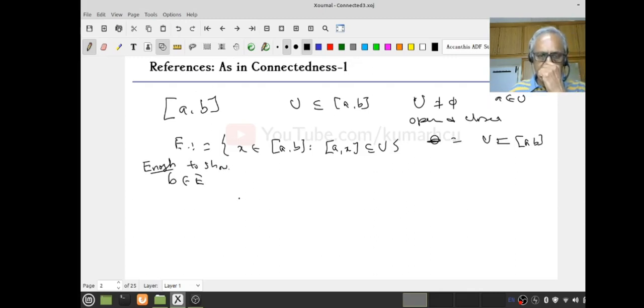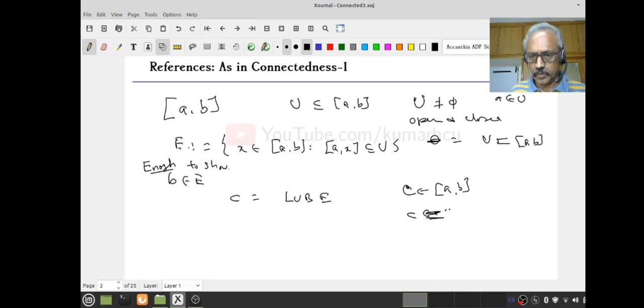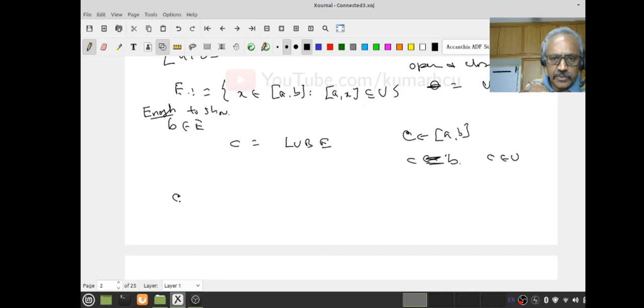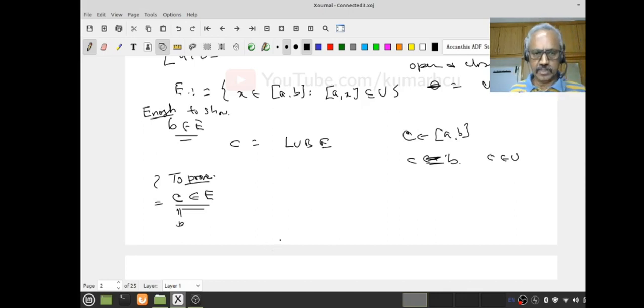So what we did was we let C be the LUB of E. We proved two things: C lies in AB and C equals B. These are the two things we proved. We also proved C belongs to U. To complete the proof, I have to show C belongs to E. This I have to prove. I forgot to prove that. Even though I said, since C is B, it's enough. That is, I am saying B is in E.